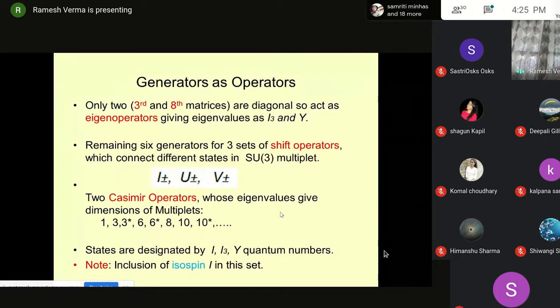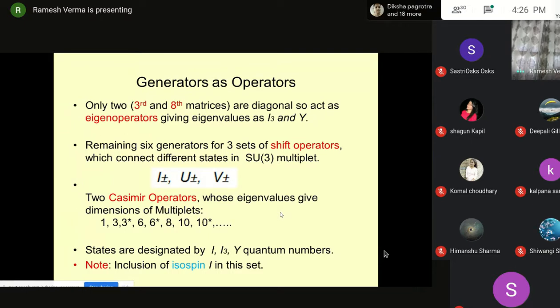But then suppose I take 2 Casimir operators and let me denote their eigenvalues as P and Q, like L. Then obviously multiplicity will be some function of those P and Q eigenvalues of the Casimir operator. I'm not giving you the formula here. It's not very difficult. You can find out from the book. But the idea is that the eigenvalues of these 2 Casimir operators ultimately give you the multiplicity of the representations which are permitted by SU3. So in this way, we immediately find 1, 3, 3 star, 6, 6 star, 8, 10, 10 star.